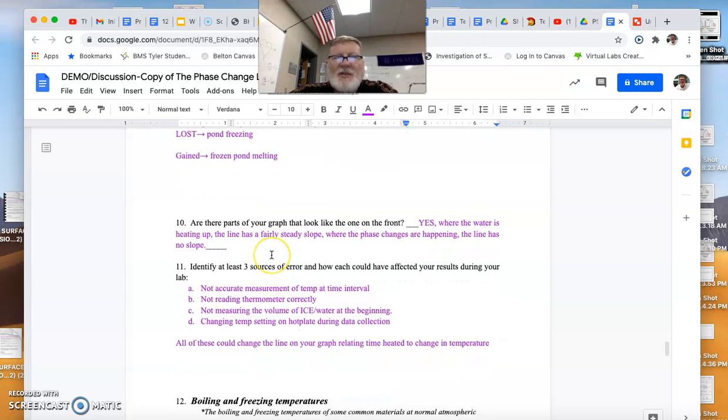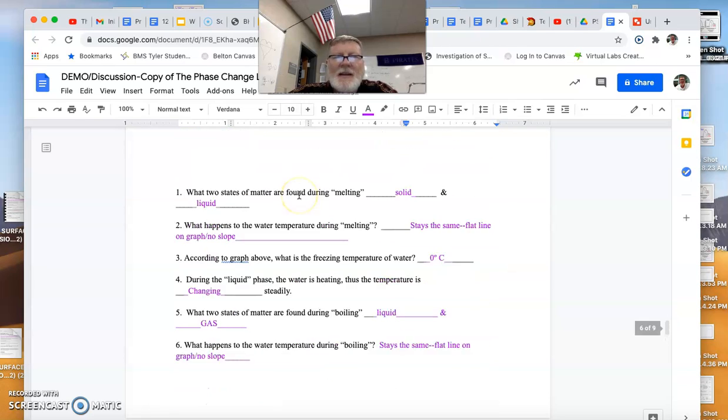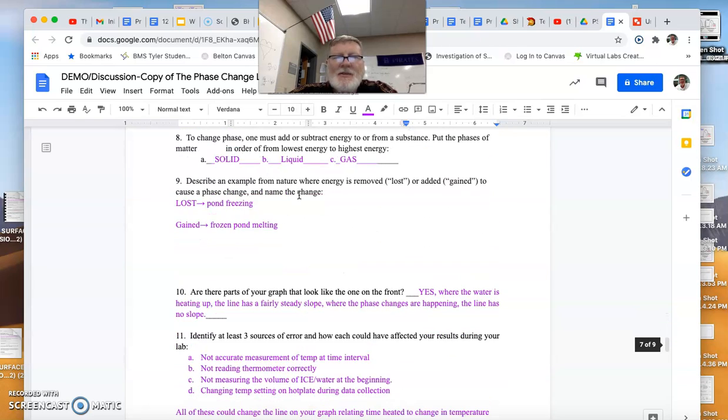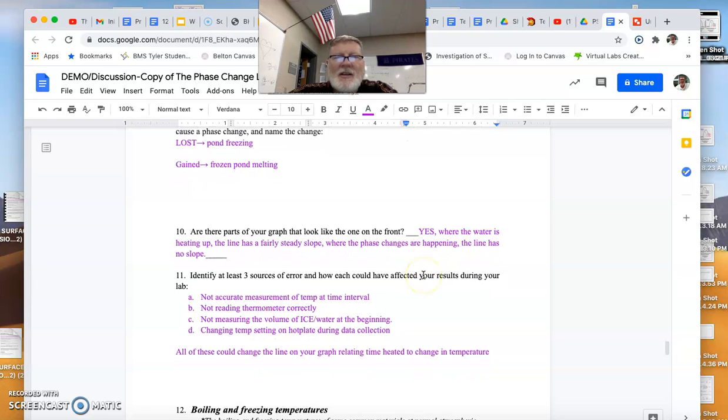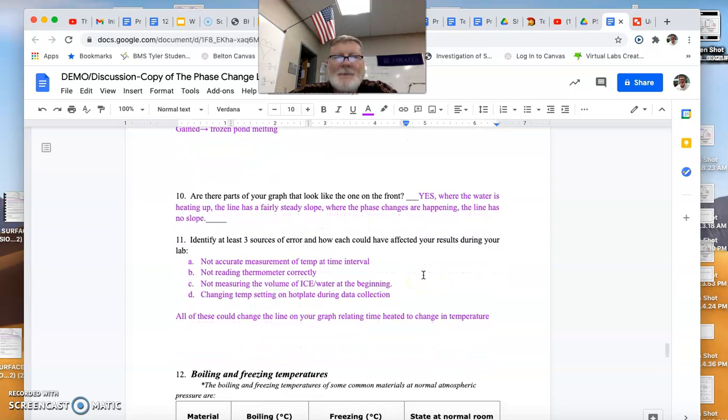Are there parts of your graph that look like the graph that is provided? So yes, you should see where water is heating up, the line has a fairly steady slope. Where phases are changing, the line has no slope, or it's flat.